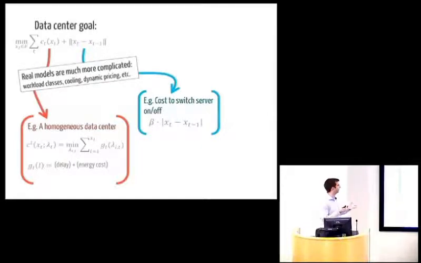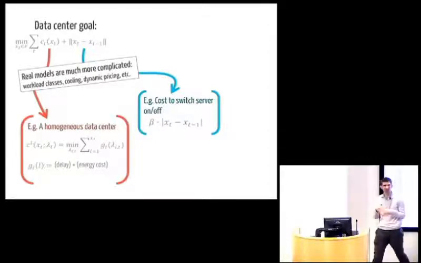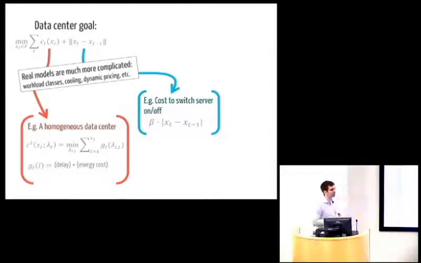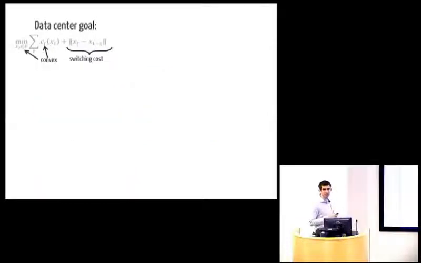And then the switching costs are kind of easy to think about. The simplest one would be like an L1 norm, where you just pay some amount to turn a server on or off, and that amount is beta. But you can think of more complicated norms, capturing other factors that might play in.